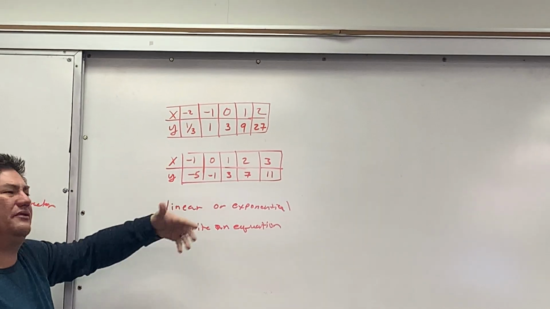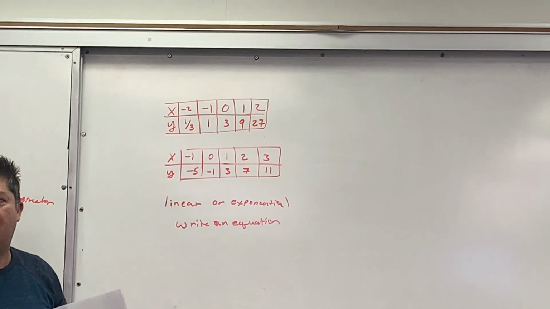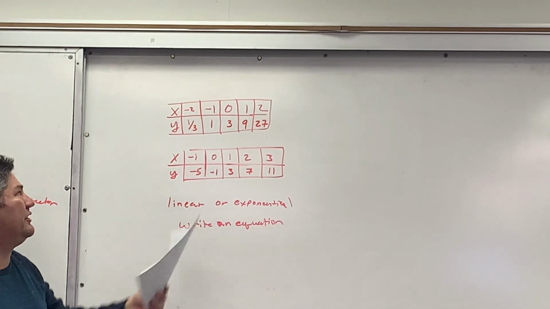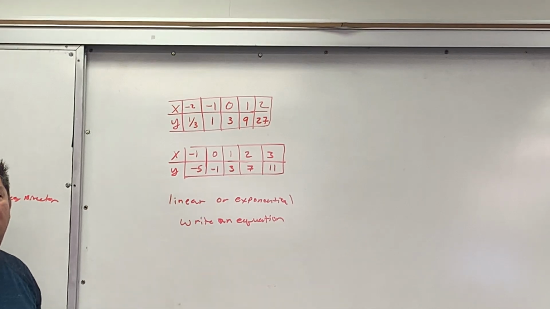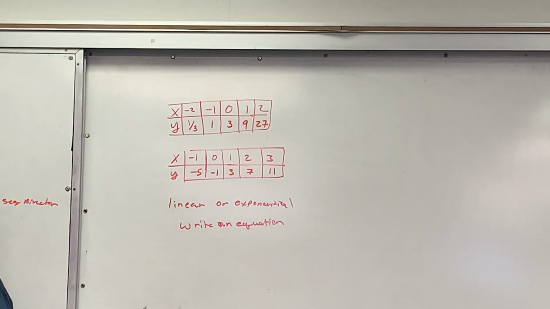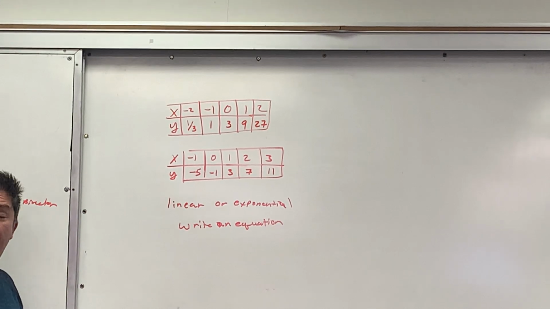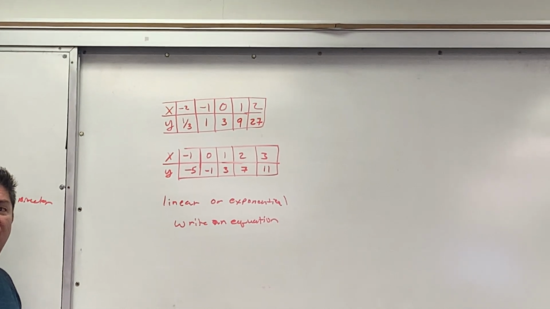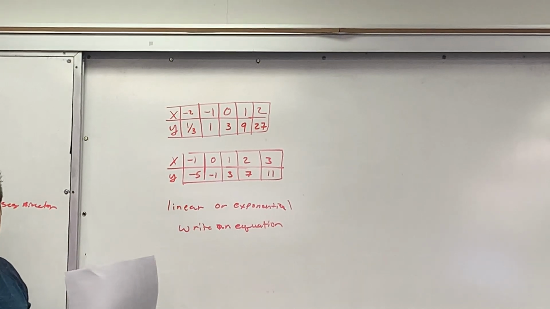How do I know if it's exponential or if it's linear looking at the y's? You guys tell me. Stetson, what do you think? Is this one linear or exponential? And why do you think that? Isn't the bottom one linear? Yes. How come? Because you're adding what every time? 4. Now here's how you can check that.